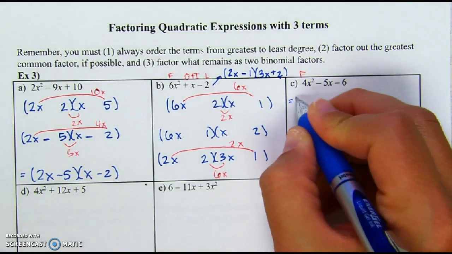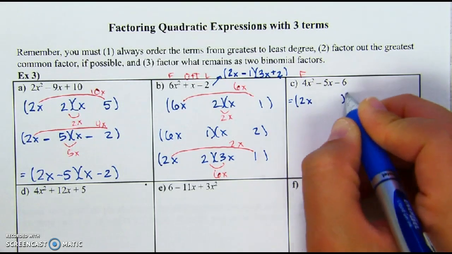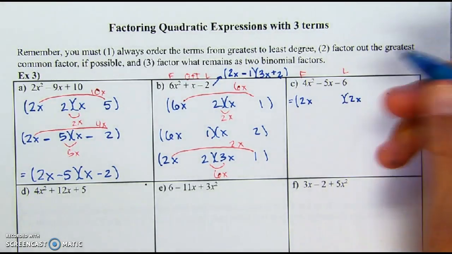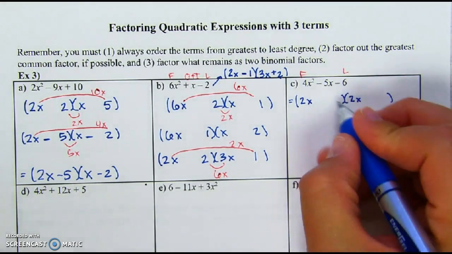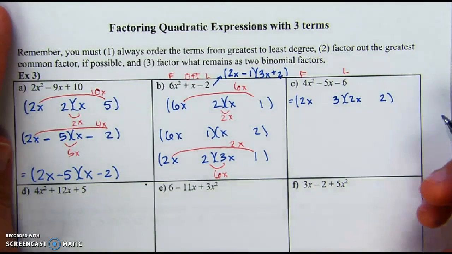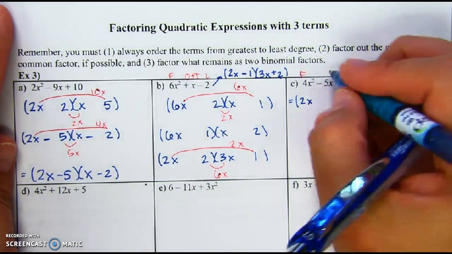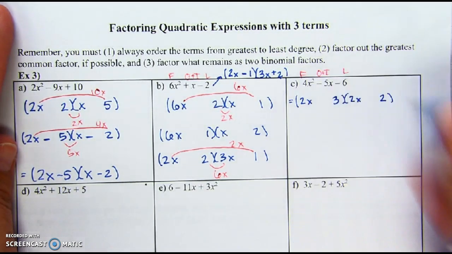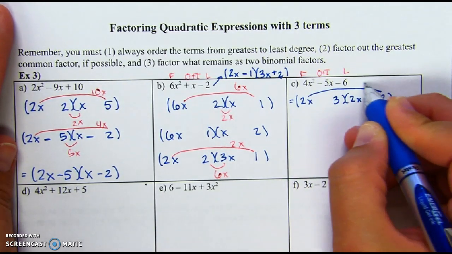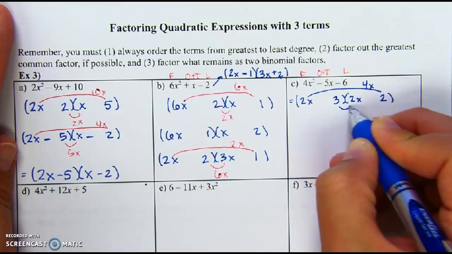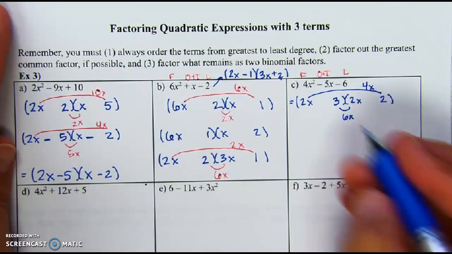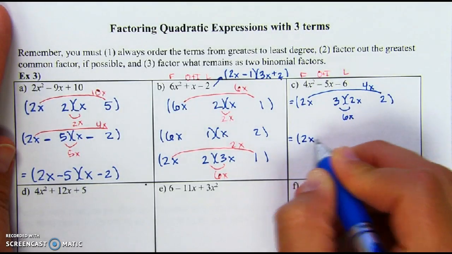Front. What goes in the front? Let's try 2x and 2x. Okay, what goes in the back? The last is going to be what multiplies to get negative 6. So let's try 3 and 2. Okay, now we're going to check it. And we need the outer plus the inner to equal negative 5. So the outer is 2 times 2, which is 4x, and the inner is 6x. Can those combine to get negative 5? No. So we need to switch them or pick new numbers.